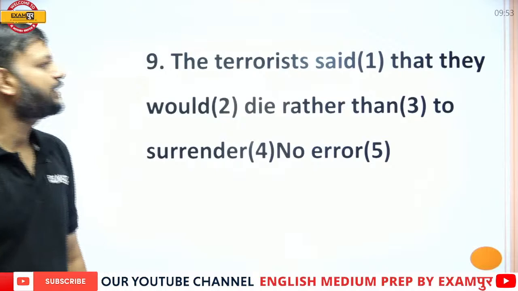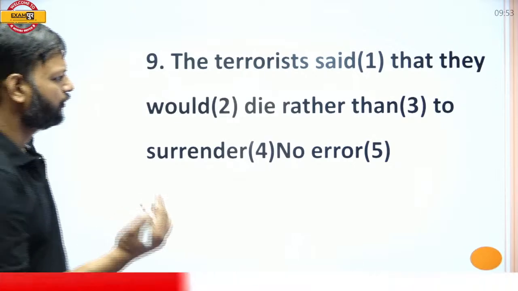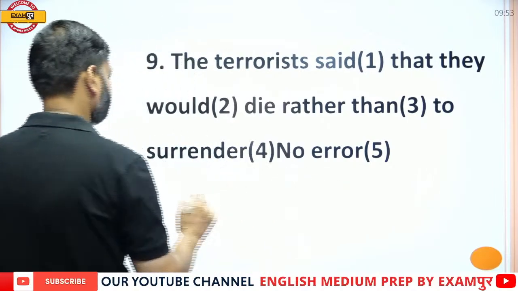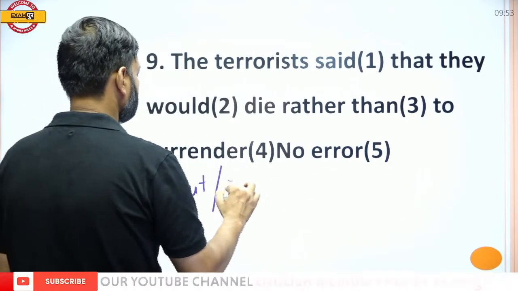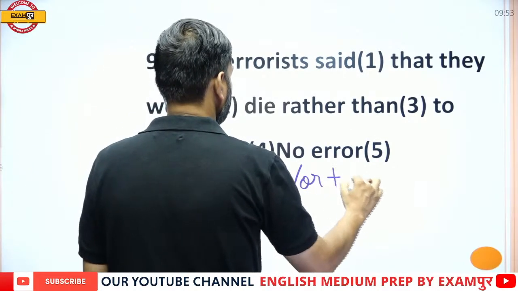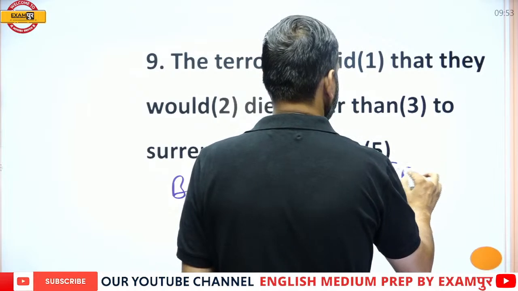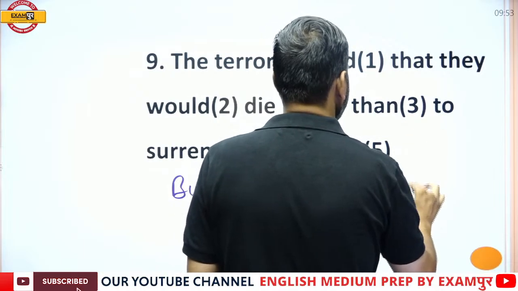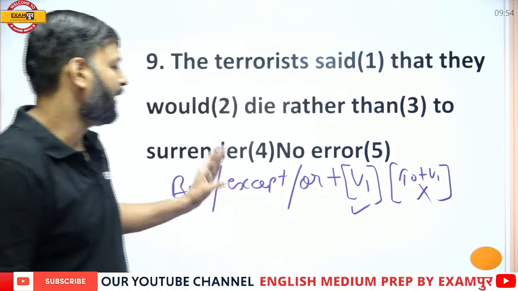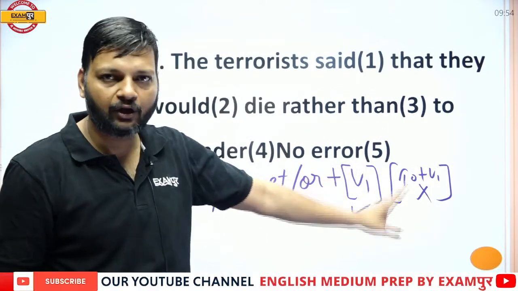The terrorists said that they would die rather than to surrender. So this is a very simple question. You just have to keep in mind that but, accept, or are followed by first form of verb and not to plus first form of a verb. These three words are followed by bare infinitive and not full infinitive.